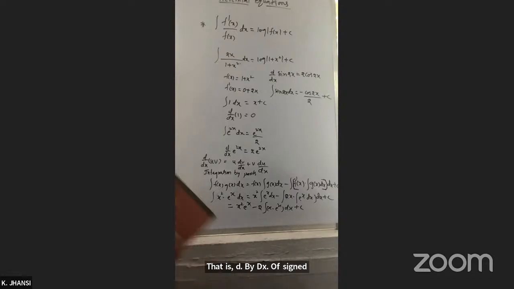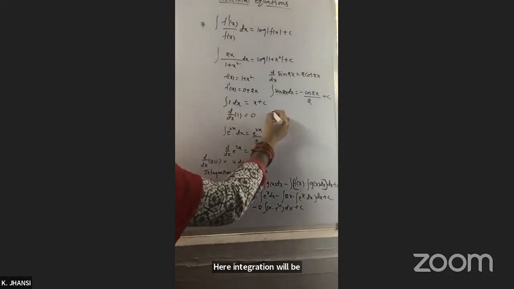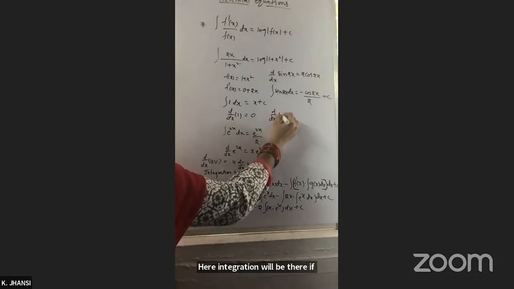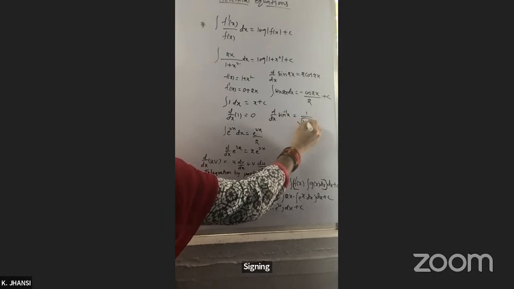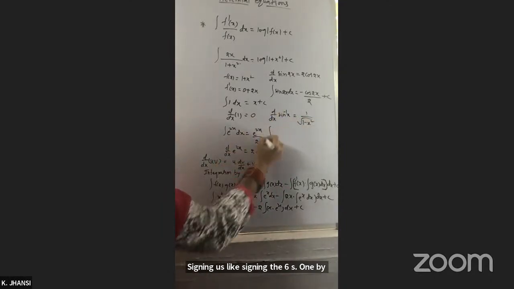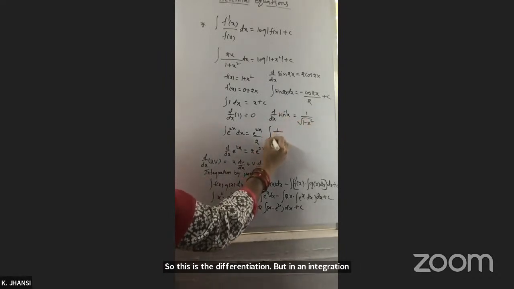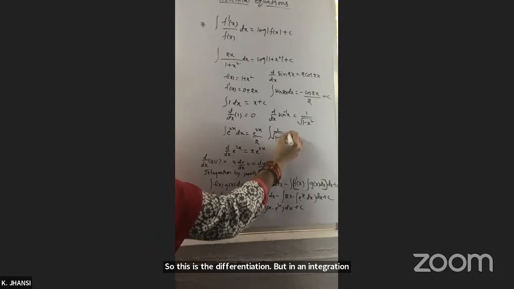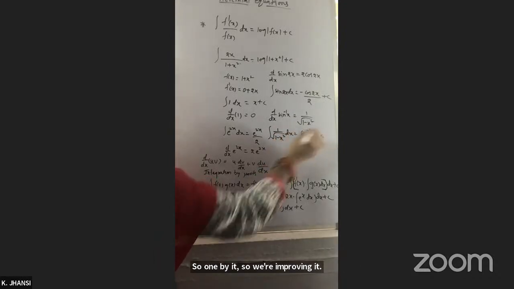Here integration will be there. If we see like this, d by dx of sine inverse x is 1 by root of 1 minus x square. So this is the differentiation. But in integration, the antiderivative, no? So integration of 1 by root of 1 minus x square into dx is equal to sine inverse x plus c.